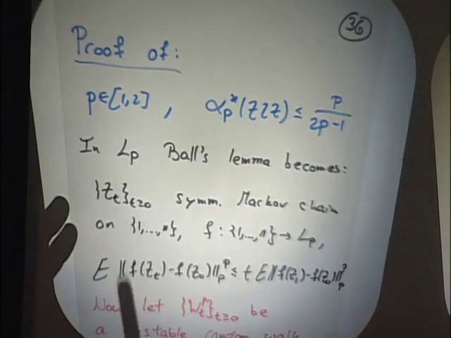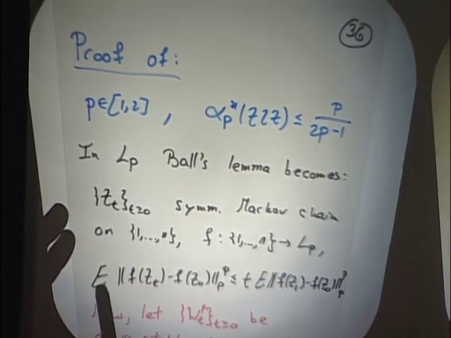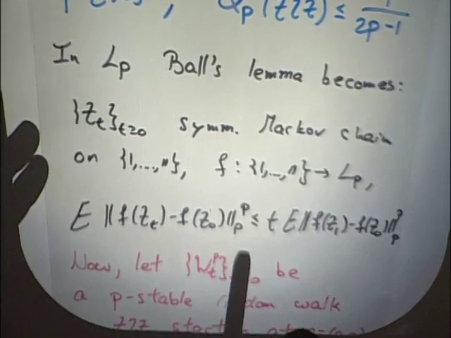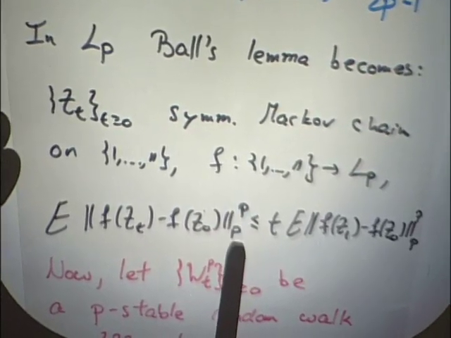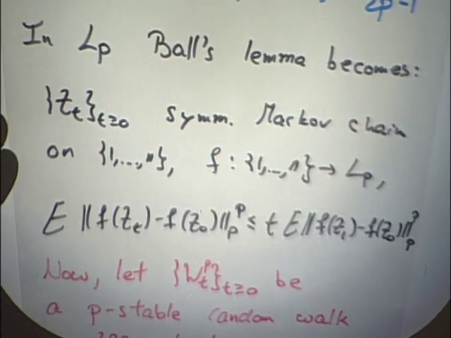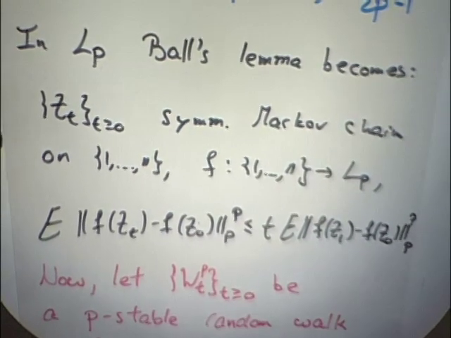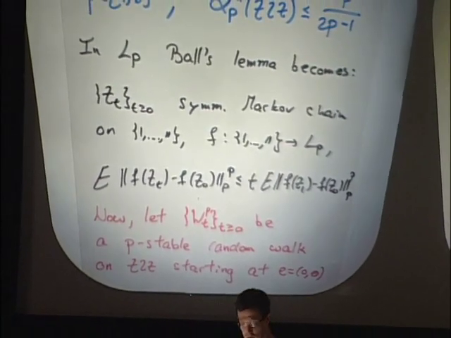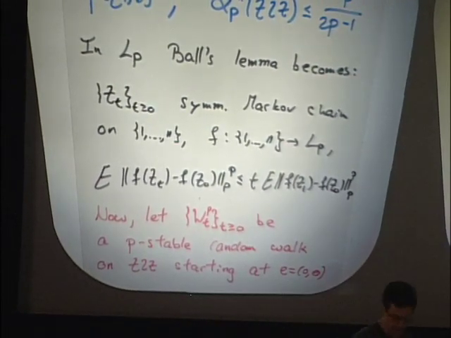So what you do is, you first need to prove Ball's lemma for LP, and it turns out to be this. Because p is less than 2, you have the same thing, you just replace wherever you saw 2 before by p. That works. When p is more than 2, it's much more complicated and it's not true anymore. And I probably will have a minute to say something about that. But what you do now is, instead of this standard random walk, you do a stable random walk.